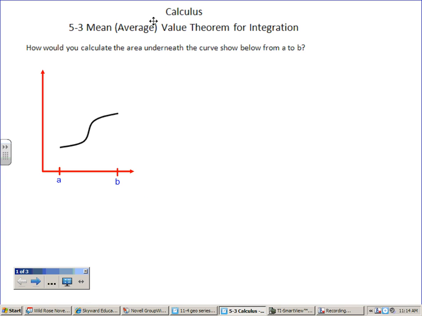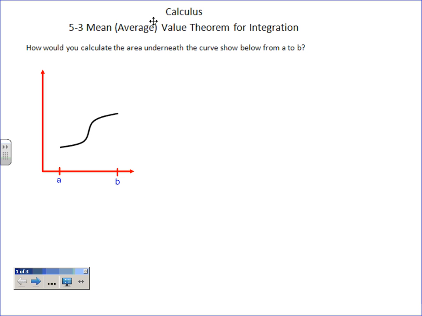So today is going to be the average or mean value theorem for integration. And hopefully if you ever get a problem, either on the AP or later on this year, they are very specific as to which average or mean value theorem they're talking about. So basically, how would you calculate this area underneath this curve?